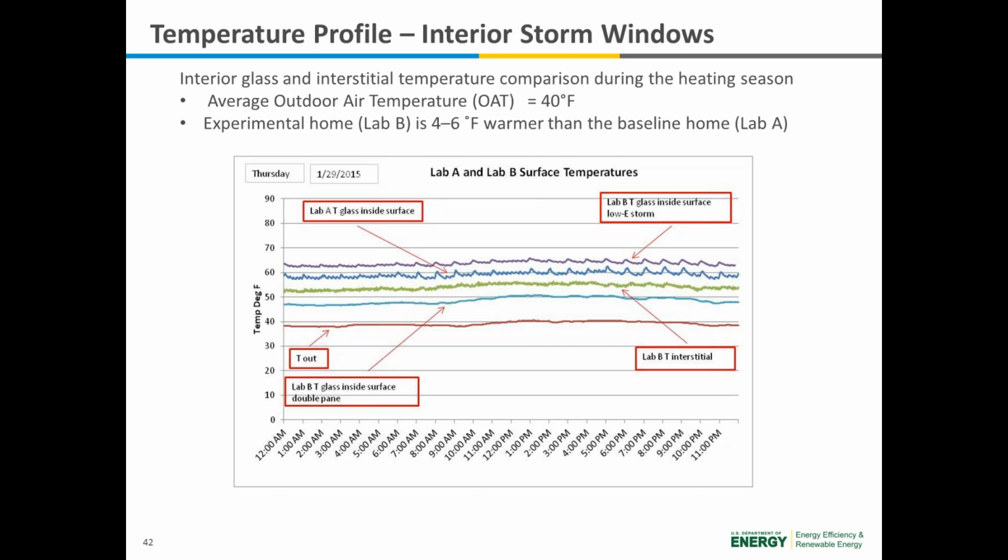Similarly, if we look at the interior of the space and the interstitial space, we can see the same thing that we saw with the IR images. The experimental home, Lab Home B, is 4 to 6 degrees warmer than the baseline home, Lab Home A. That's because the low E coating is reflecting a lot of that internal heat back into the space. And as you can see, we have the interstitial space here, which is at an elevated temperature. So this gives us a nice dynamic presentation, or a good story, as to how the low E storms can save energy and increase the comfort in the space.